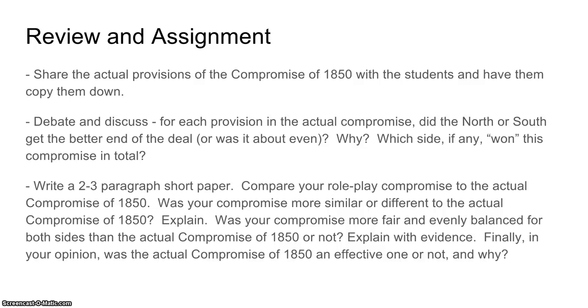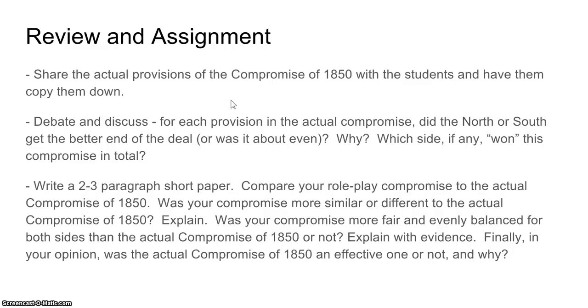Then you're going to debate and discuss, always critical. I always grade these debates and discussions. I write the student's name on the board as they're discussing when they're talking about their opinions and give them credit. For each provision in the actual compromise, do you think the North or the South got the better end of the deal, or was it about even, and why? And then lastly, once you've done all 4 provisions, which side, if any, won this compromise in total? Did the North win the Compromise of 1850? Did the South win? Why?